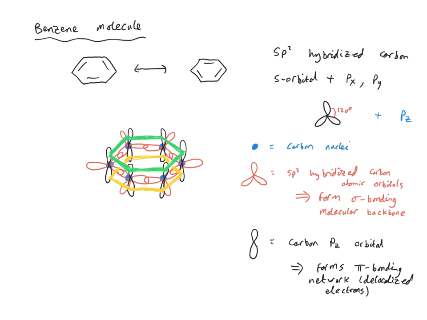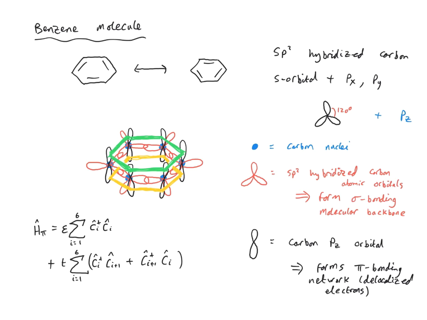The blue dots are the carbon nuclei, the red bonds are the sp2 hybridized carbon atomic orbitals forming the sigma bonding molecular backbone. The black orbitals are the carbon pz orbitals, which each contain one electron and together form the pi bonding network of delocalized electrons. Okay, so what would the Hamiltonian of such a system look like?